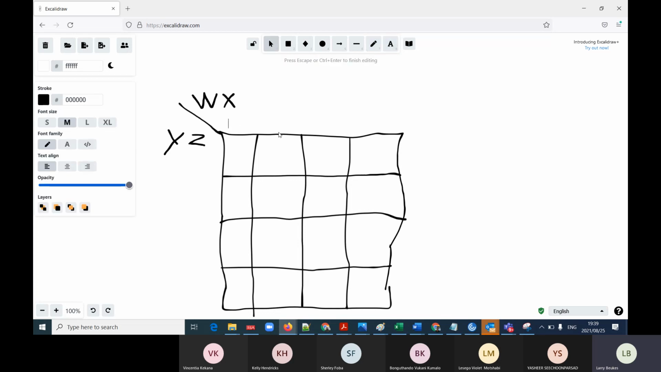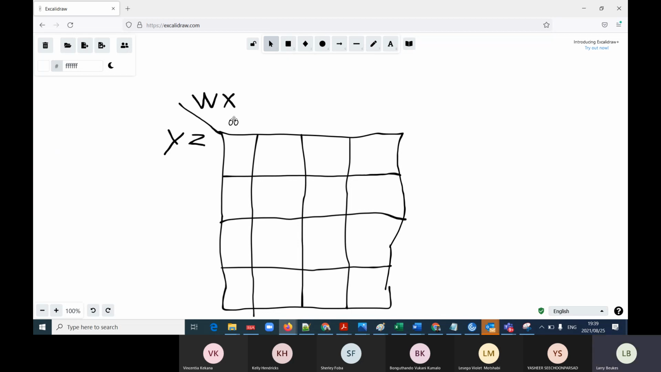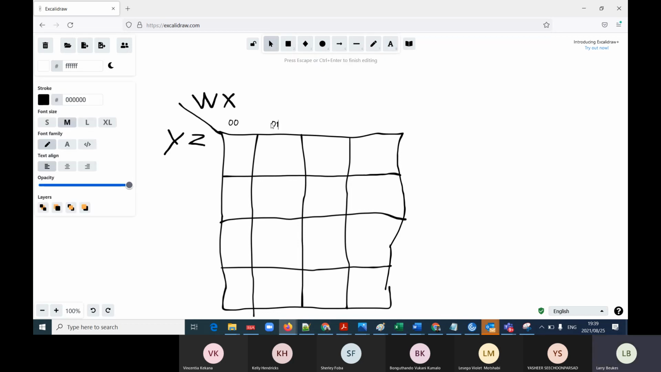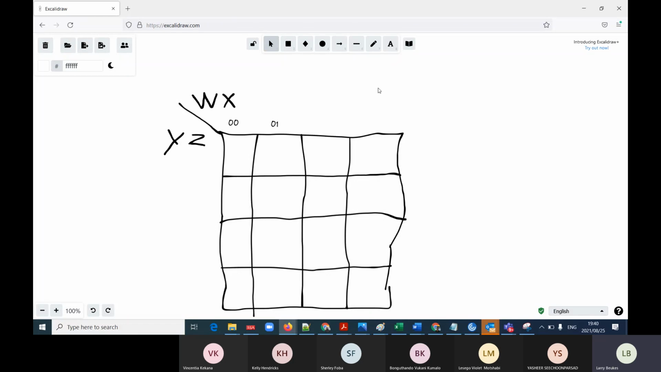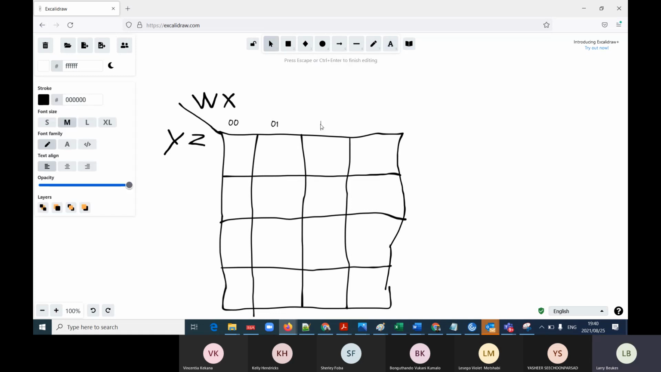So the first cell will be 0, 0. 0, 0 basically means W is 0, X is 0, right? This one will be 0, 1. Can someone tell me what this one will be? 1, 0. No. Actually, I wanted you to see the trick, but again I went with your answer. Okay, guys, this one is not 1, 0. This is the trick that I wanted to show you. This is 0, 1, but this is not 2. This is actually 1, 1.